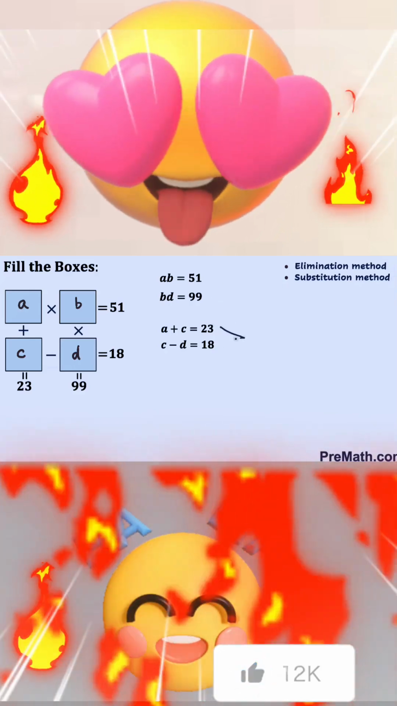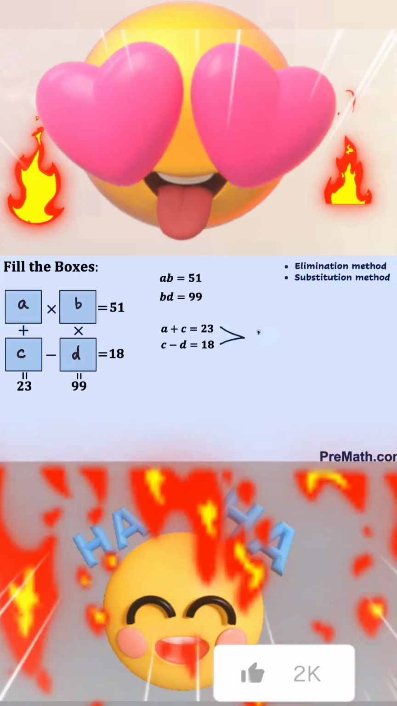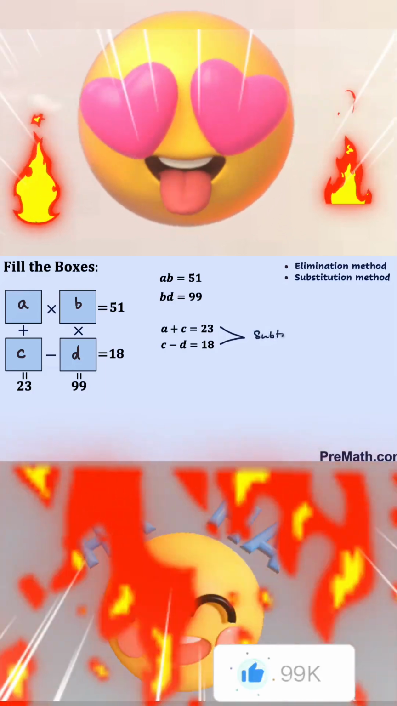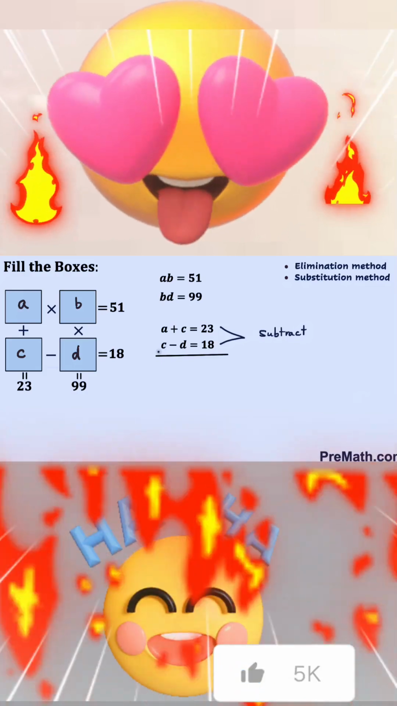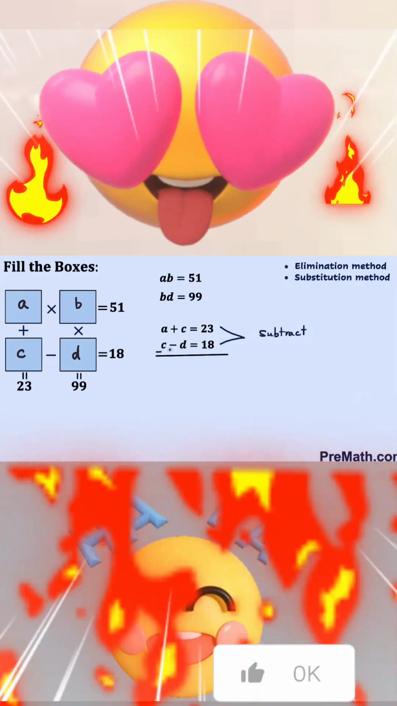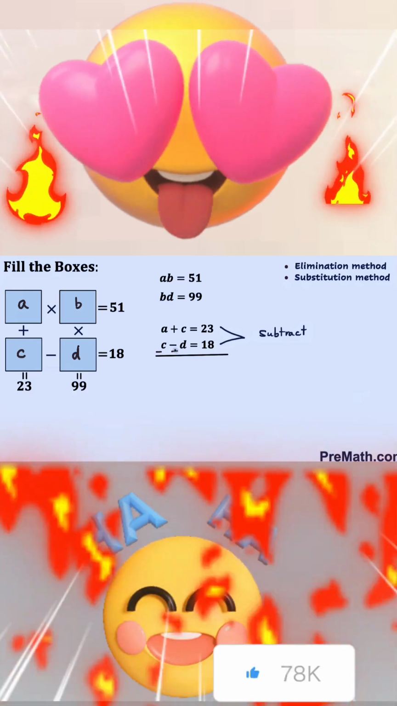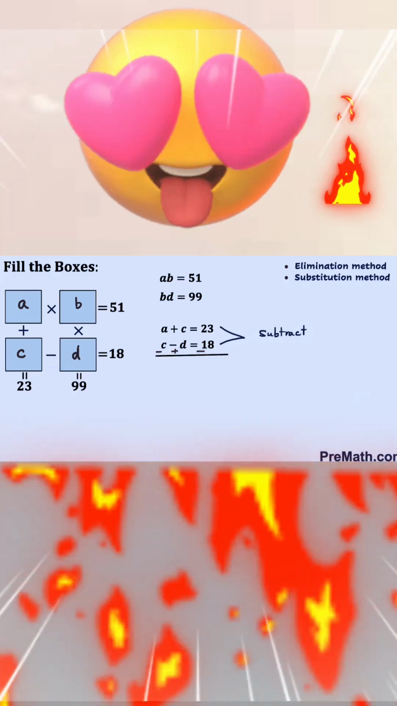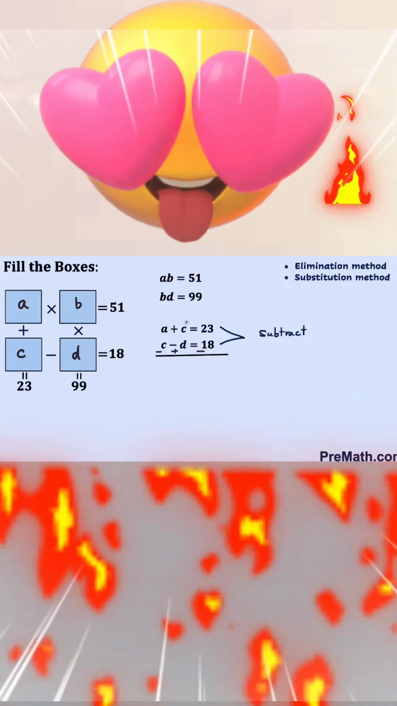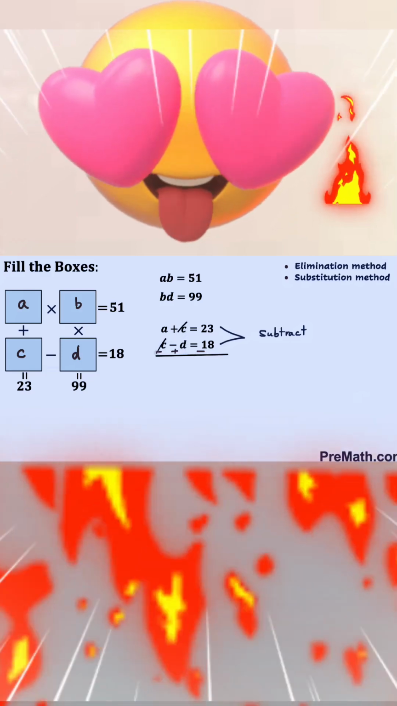Let's focus on these two equations. We are going to subtract. So let's go ahead and subtract. I'm going to change the sign. This C becomes negative sign. This negative becomes positive sign. Likewise, this becomes negative sign. And we can see that this C and this negative C, this is gone.